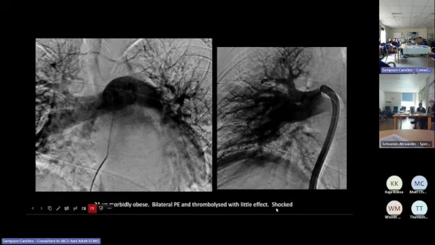So this is a 31-year-old, morbidly obese, bilateral PE. She was thrombolized to little effect. Some clot here, bit of clot down here. That's just to give you a perspective of how big the catheter we're using. So that's a 24-French catheter.